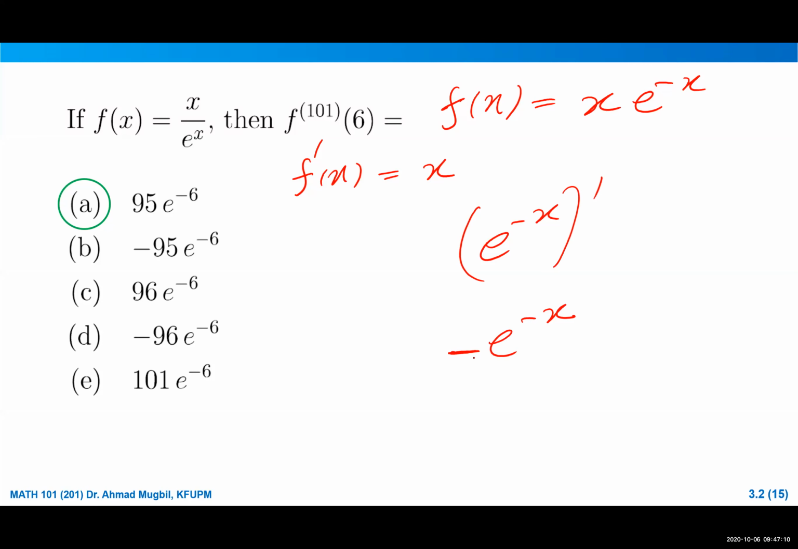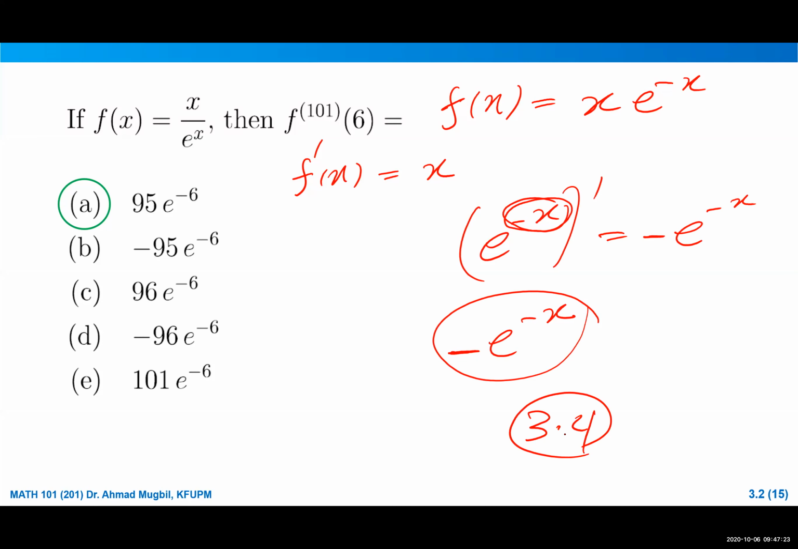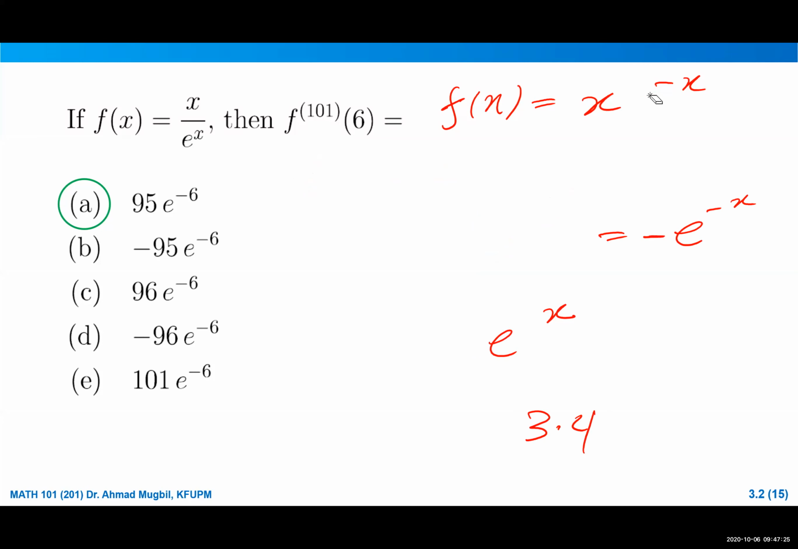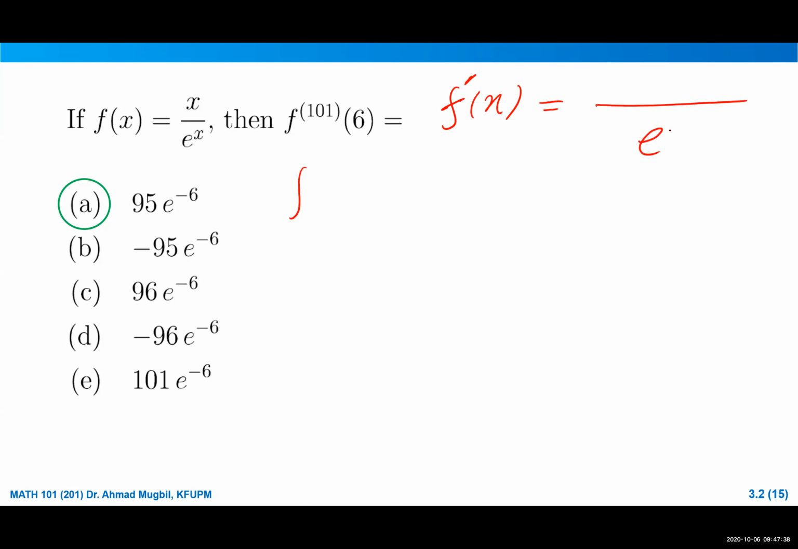So I advise you here to use the quotient rule because you don't know how to differentiate this. The derivative of this is the same, but you need to consider the derivative of this. This is 3.4. We will study it in 3.4. So I'm gonna use the quotient rule. Unfortunately, we cannot use this because it is easier, but you didn't study it yet. So it is x over e to the power x. Now the derivative will be what? The first derivative will be e to the power x all squared, which is e to the power 2x.